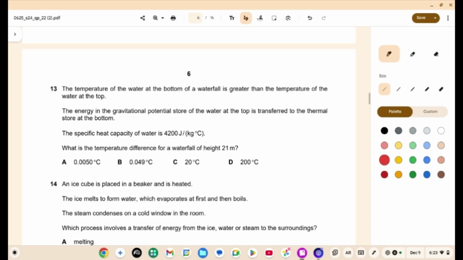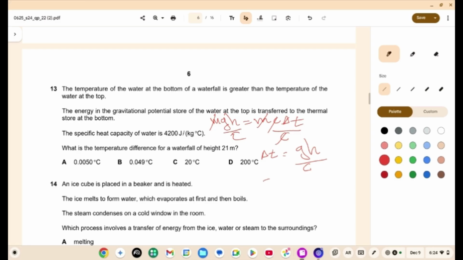We know that gravitational potential energy, mgh, equals thermal energy, mc delta T. M is the mass, g is the gravitational field strength, h is the height, c is the specific heat capacity, delta T is the difference in temperature. So we cancel m with m and divide both sides by c, and we get delta T equals g h over c.